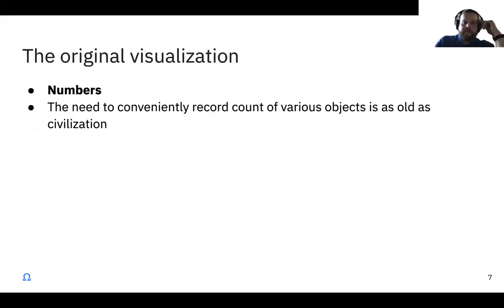If we think about what the original visualization is, and now we're starting with the history part of the lecture, the original visualization is actually numbers, right? Because the need to conveniently record the count of various objects is as old as civilization.